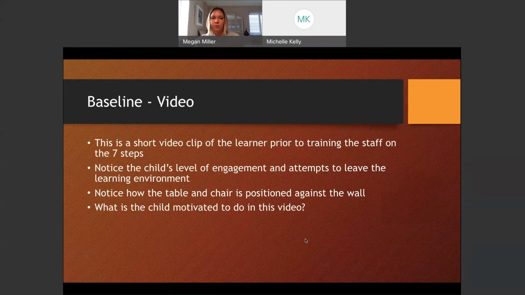So I'm going to show you the baseline video. This is a short video clip of the learner prior to training the staff on the 7 steps. Notice the child's level of engagement and attempts to leave the learning environment, and notice how the table and chair is positioned against the wall. Think about, what is the child motivated to do in this video?